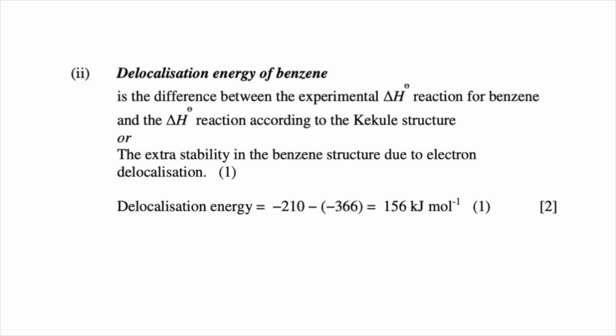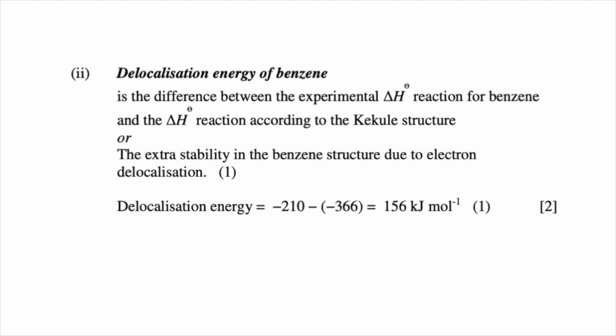Now, the second part of the question, B part 2, was asking you to calculate the delocalization energy of benzene. Now remember, that's the difference between the experimental delta H for benzene and the delta H according to the Kekulé structure. And all you need to do is to take the one from the other. So if I did minus 210 minus 366, I would get 156 kilojoules per mole. Now this value, as we've discussed previously in this video, is around about 150 kilojoules.